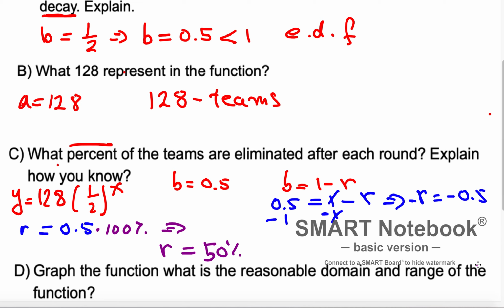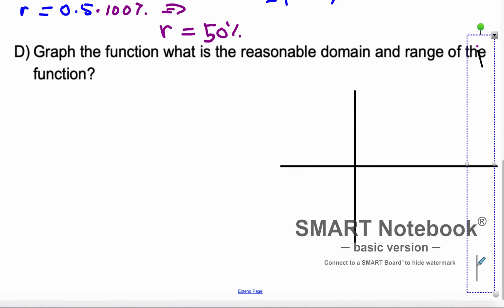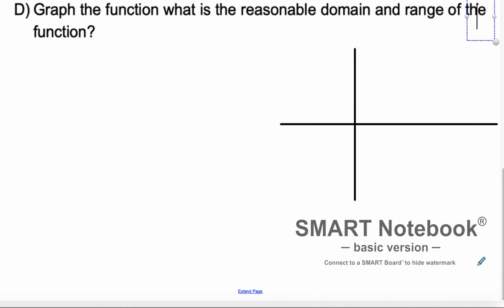Okay, now let's go to the graph of the function. What is the reasonable domain and range of the function? So let's graph the function. Let me rewrite this function again. So y was equal to 128 times 0.5 to the exponent x.